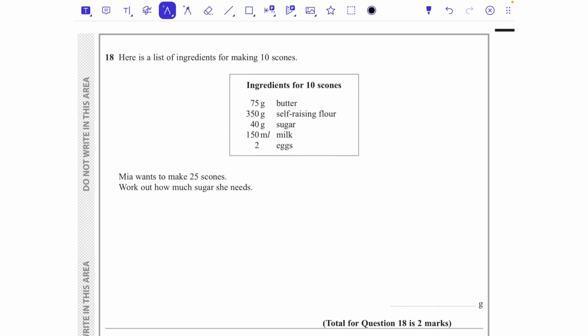Question number 18. Here is a list of ingredients for making 10 scones. So here are the ingredients for 10 scones. Mia wants to make 25 scones. Work out how much sugar she needs.